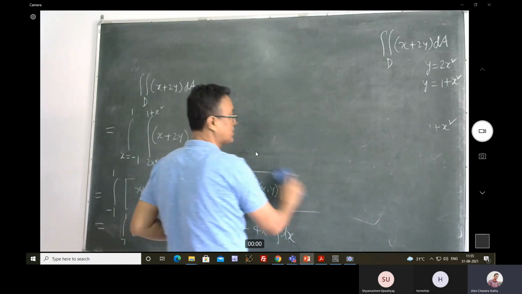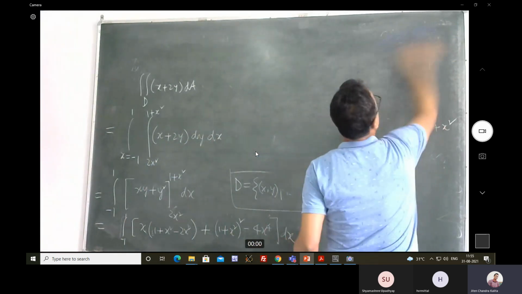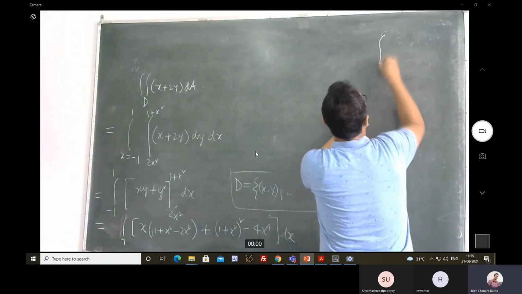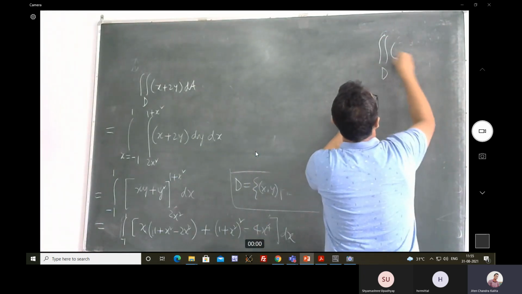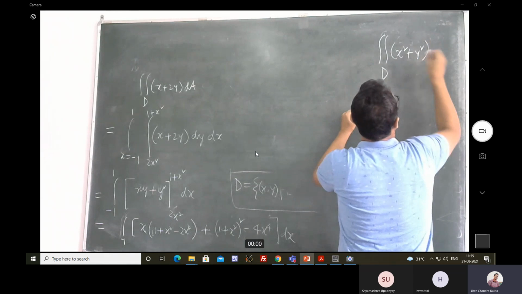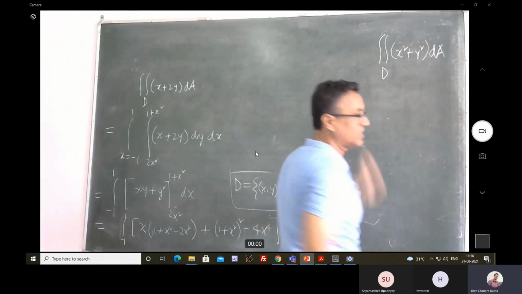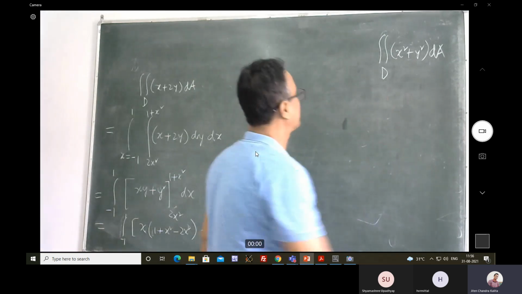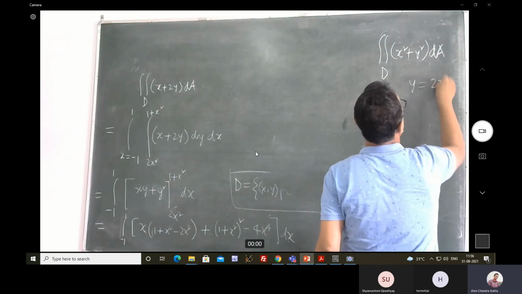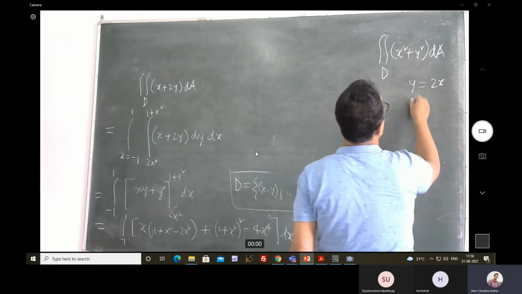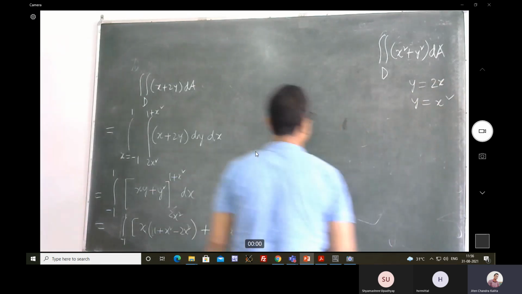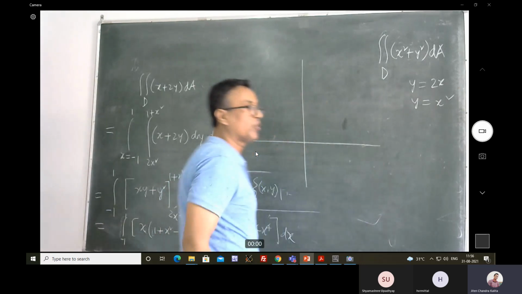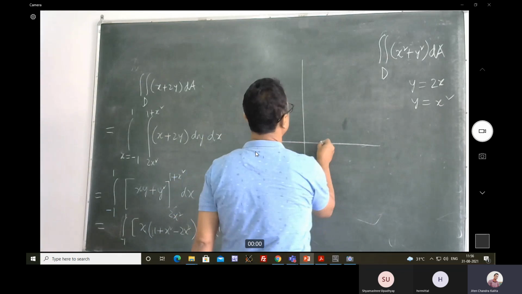So basically we have to evaluate this integral, where D is the region bounded by the straight line y equal to 2x and the parabola y equal to x squared. Always, you find out the domain D first.